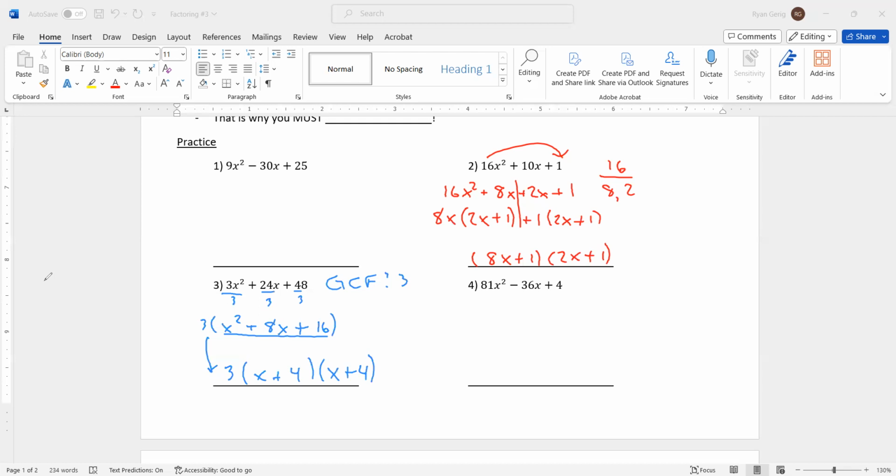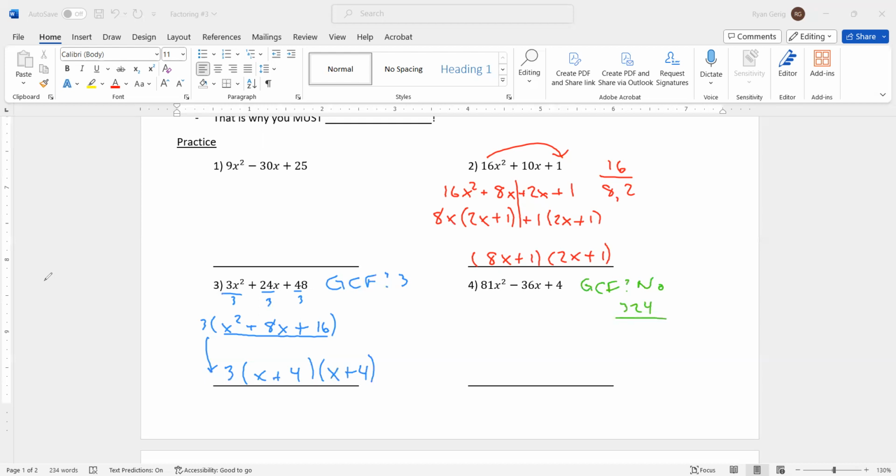Okay. Last one on the front here. Let's say I don't like the special case. Let's say I'm multiplying 81 times 4. There's no GCF here. So I'm going to multiply 81 times 4. That's 324. That's a big number.